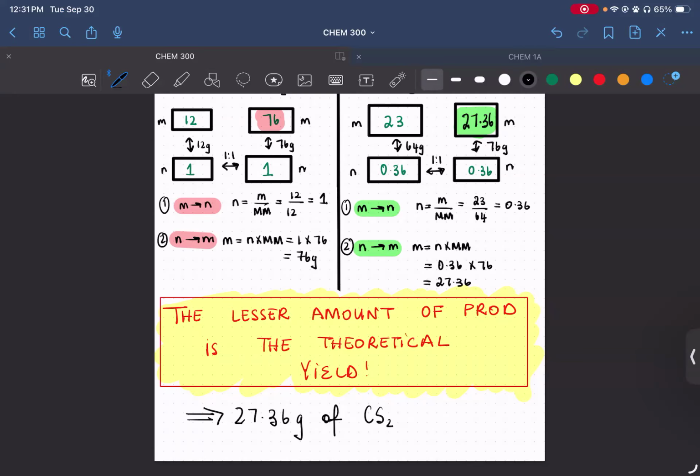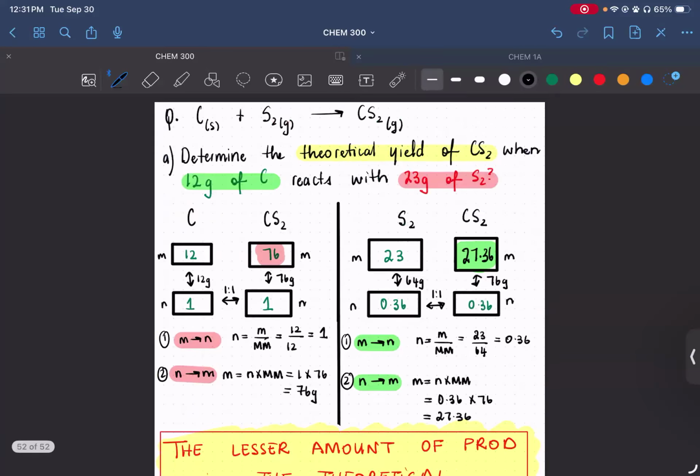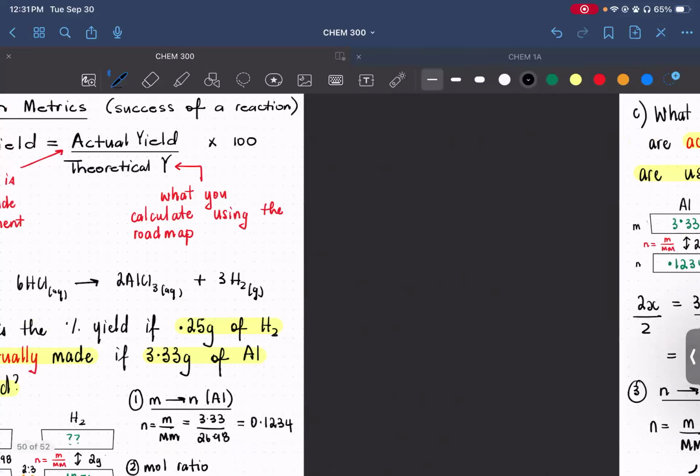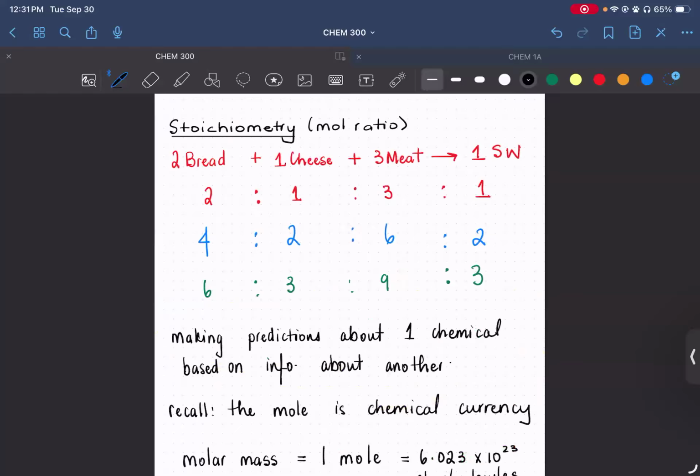Now, why does this make sense? Why did we make this approach? Why did we do two roadmaps? Why did we have to do all of this effort? To understand a little bit more about that, I would like to go back to the sandwich analogy really quickly.